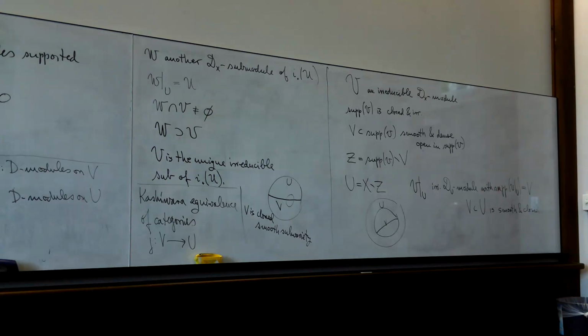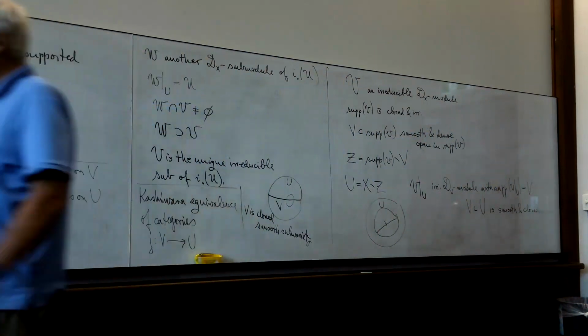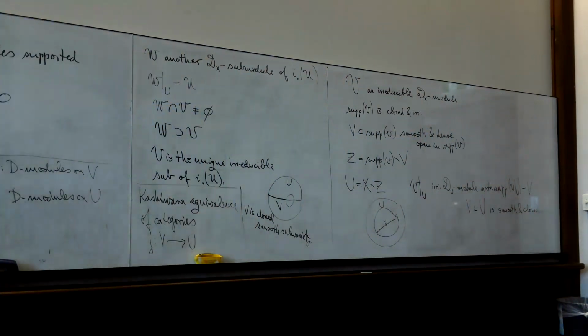So you get the map from V into X, and the direct image of our connection gives us the holonomic D module on X, which has a unique irreducible submodule, which is our module. So this gives us the parameterization of all irreducible holonomic modules.